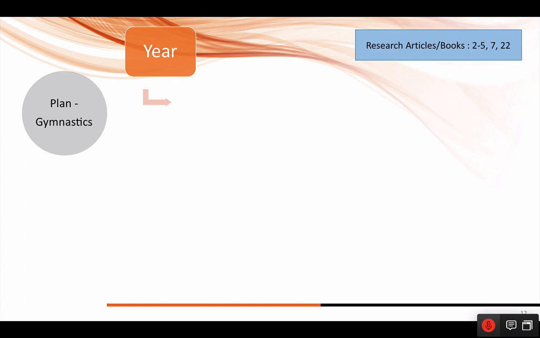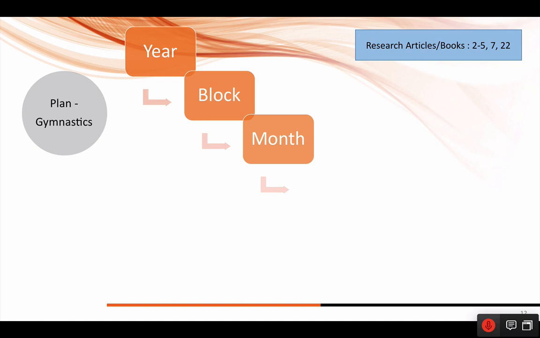What are we going to do in this training block, maybe 2 to 3 months? What's our main focus? Are we doing skills? Are we doing combinations? Are we doing general strength work? Are we doing power development? Are we doing just general cardio? Are we trying to hit four routines in a 90-second floor routine? What's the block look like? Break that down into month by month of maybe 4 weeks, right?